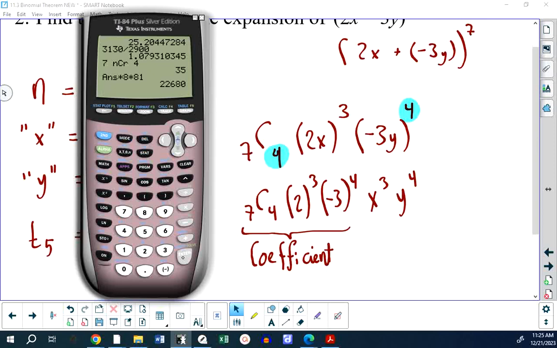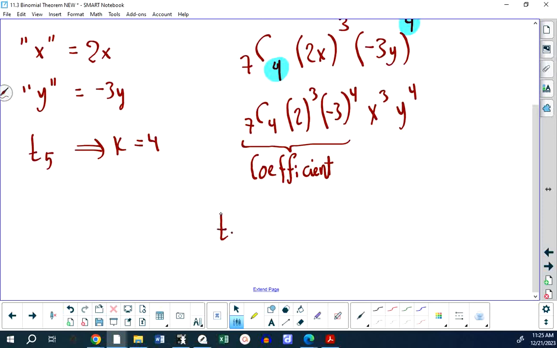It's not a tiny number. I'm getting 22,680. Good stuff. So the fifth term is equal to 22,680 x cubed y to the 4. I mean, had I asked you yesterday, what is the fifth term when you take 2x minus 3y raised to the 7? You would have just said, I'm not going to do it, right? I mean, you would have said, is that what we're doing in Math 30? We're just going to grind away at that problem for an hour because that's how long it would take you and probably get it wrong anyway, make a mistake somewhere?